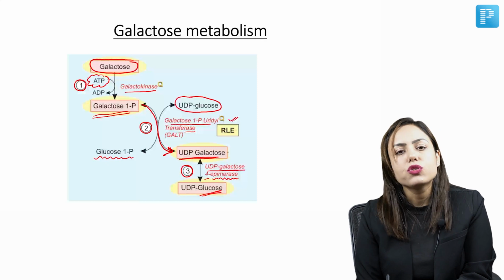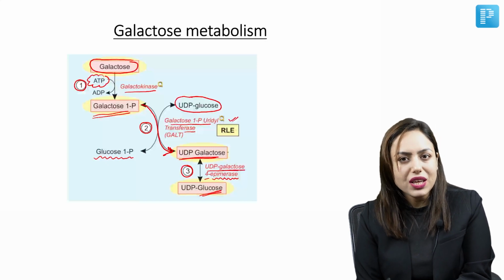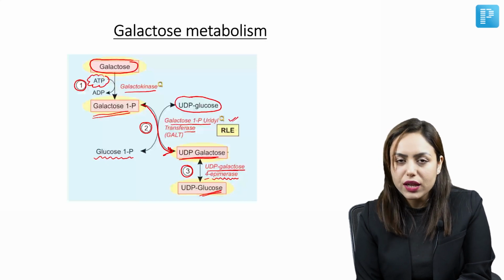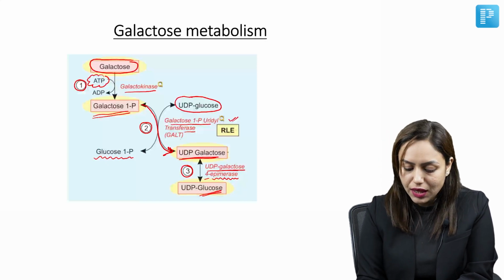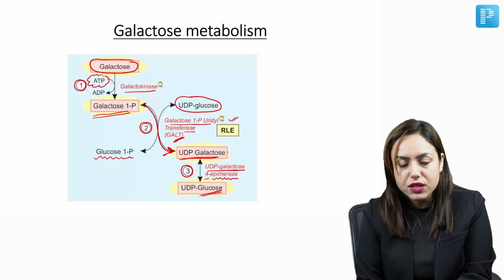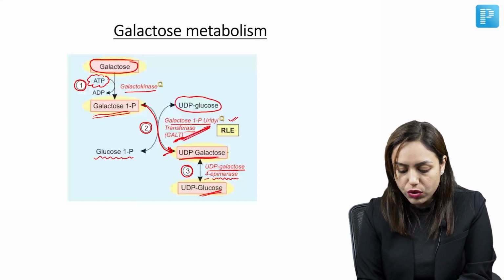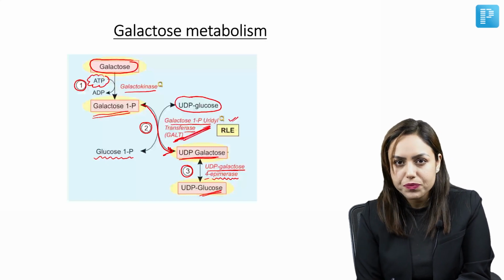Okay. So, let's revise. What are the three enzymes involved in galactose metabolism? Galactokinase. Then next is GALT. Short form is GALT, galactose 1-phosphate uridyl transferase. Right.